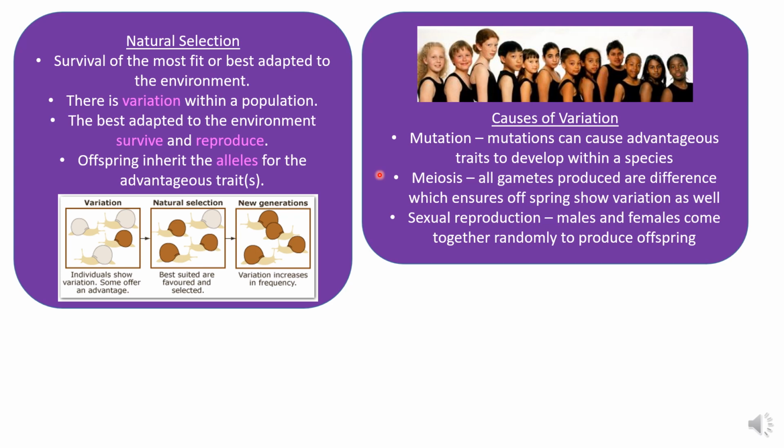I should say different, not difference. Therefore, no 2 offspring would be the same, apart from if they were identical twins. And sexual reproduction also causes variation because the males and females of a species come together randomly to produce their offspring. There's nothing that suggests who's going to reproduce with who.